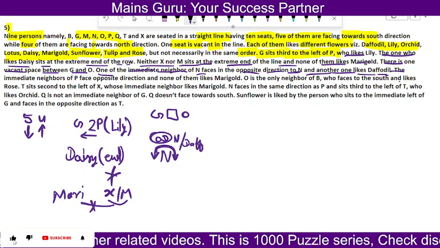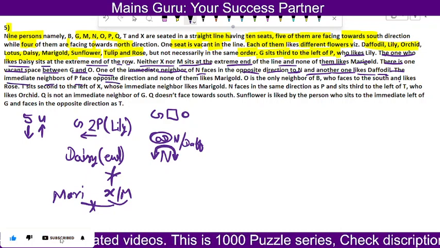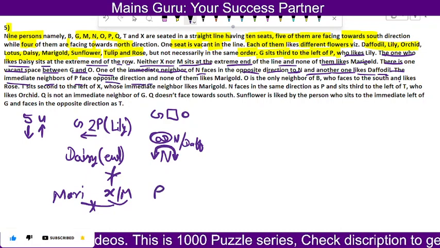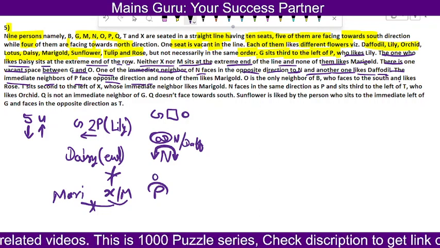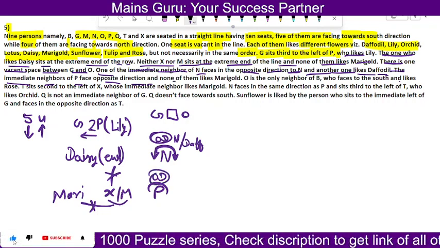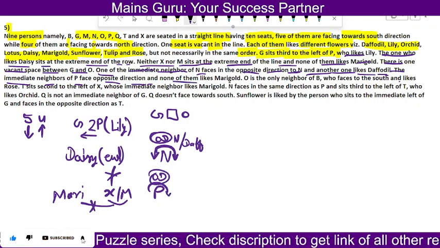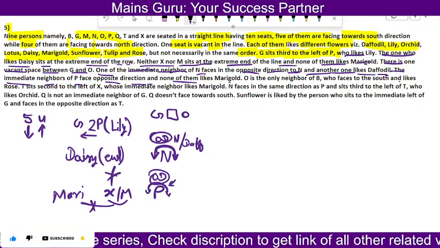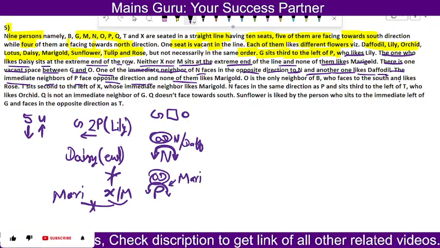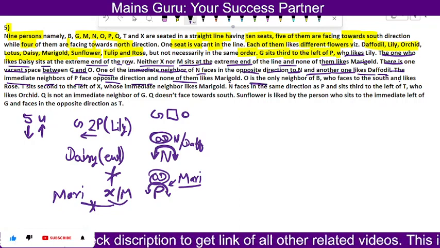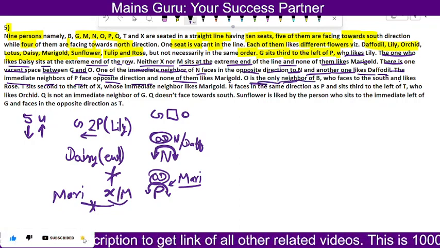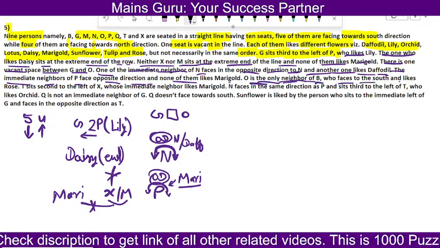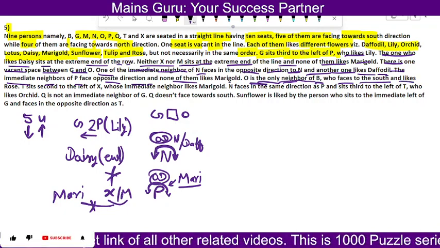The immediate neighbors of P face the opposite direction, and none of them likes marigold. It means these both do not like marigold. Okay.